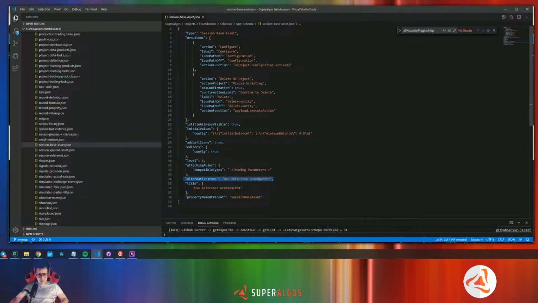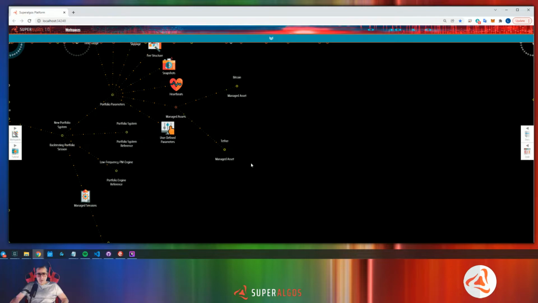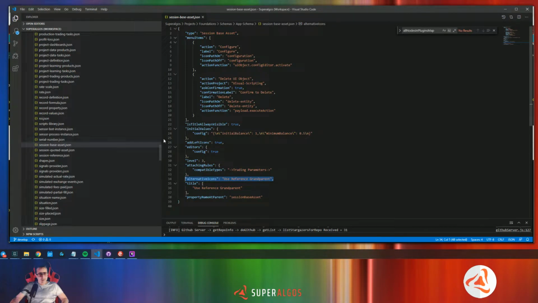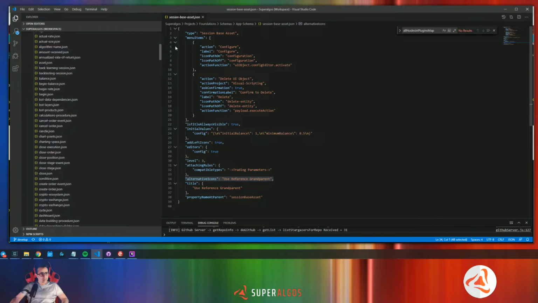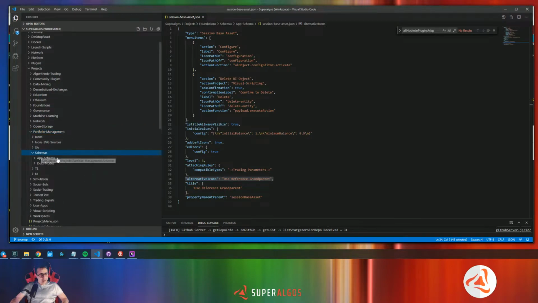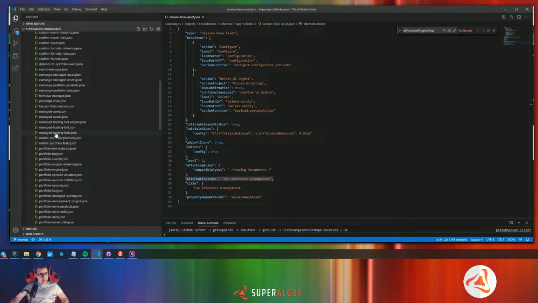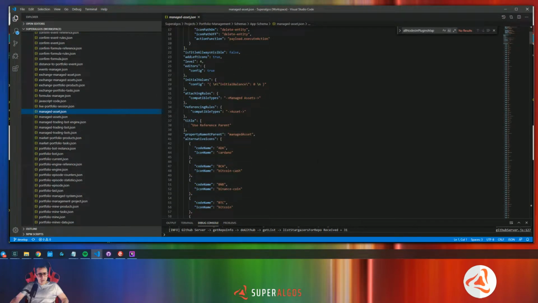So alternative icons is the property that I want, but in this case I want it for manage asset of portfolio management. Okay, so it's not a foundation, it's from portfolio management, schemas, manage asset. So all good, but alternative icon I'm going to use.